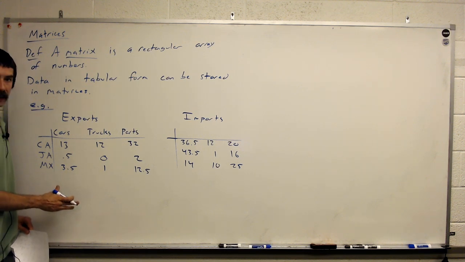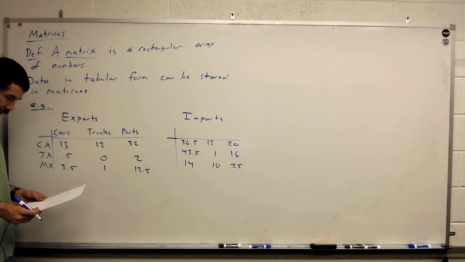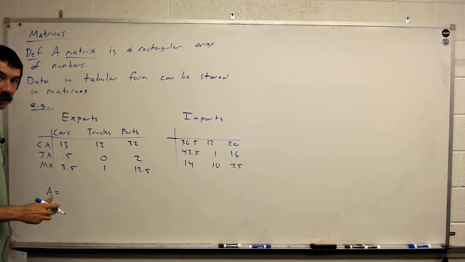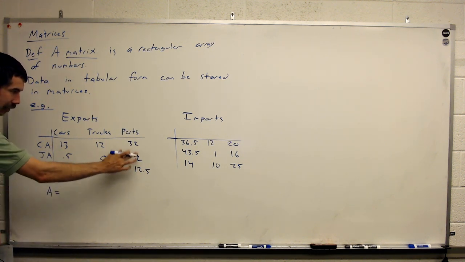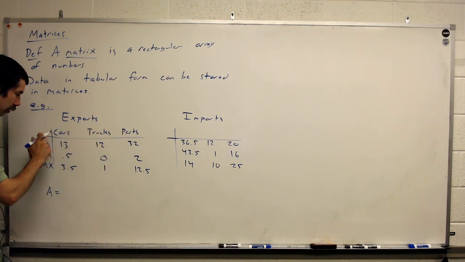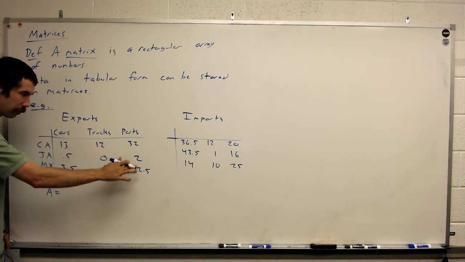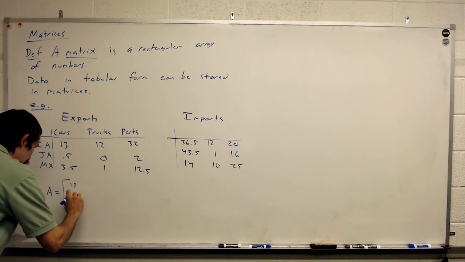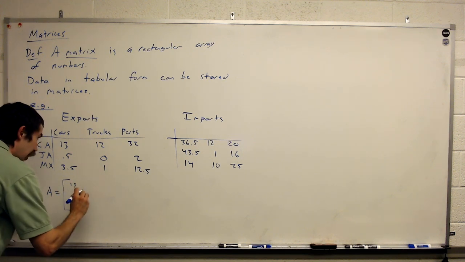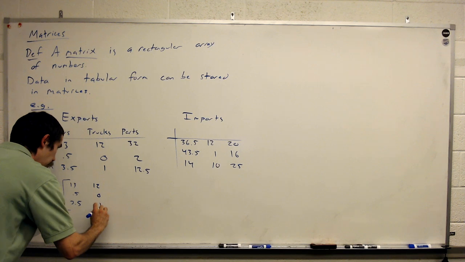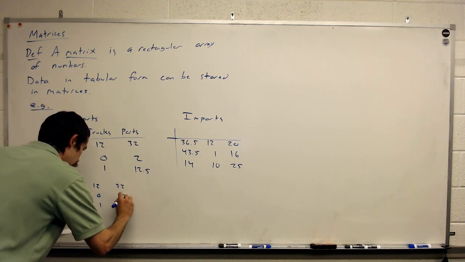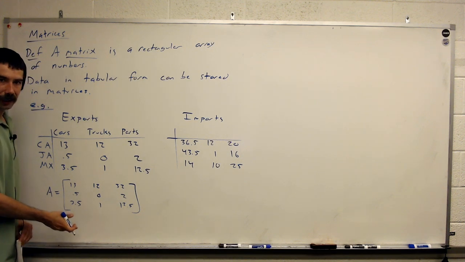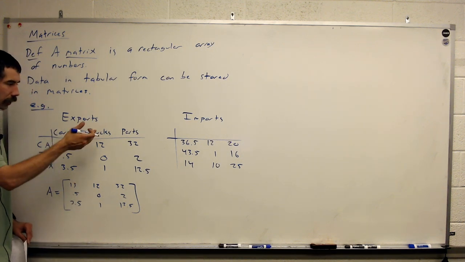All right, we could store these data in matrices. So I'm going to call A the matrix that just has this information here. We're not going to care about the titles or the countries. We're just going to have the 3 by 3 of values. So A is going to be 13.5, 3.5, 12.01, 32, 2, and 12.5. This matrix captures all the information of the exports.